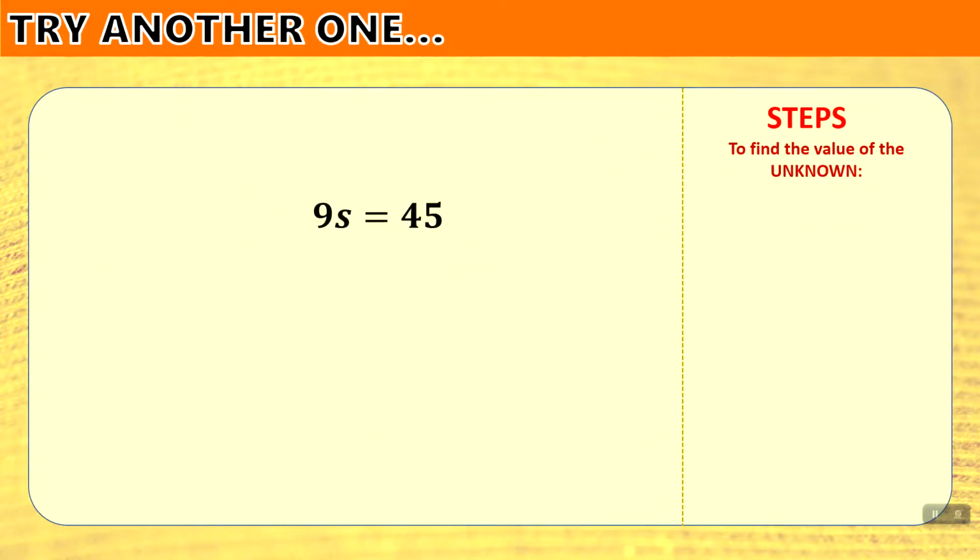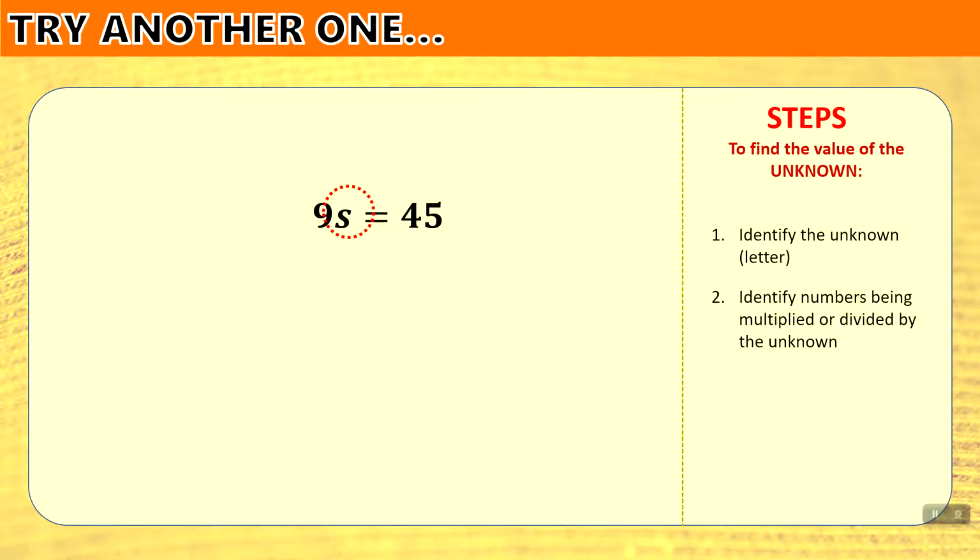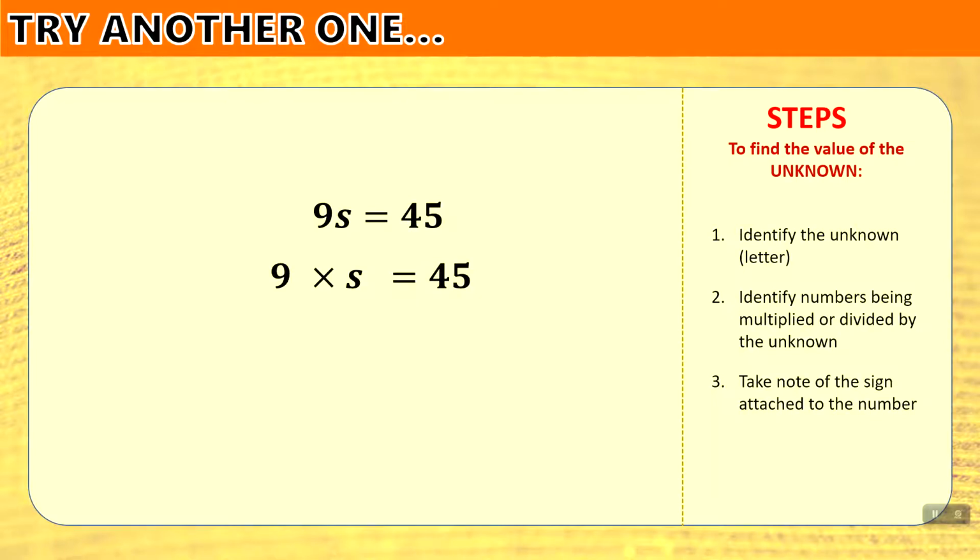Another one. 9s equals 45. S is the unknown. It's being multiplied by 9. We take note of the sign, which is positive, and we rewrite this as 9 times s equals 45.